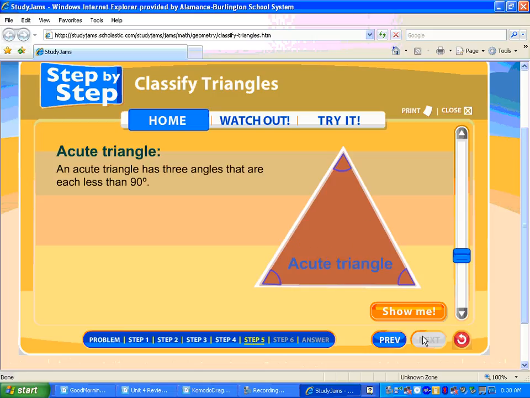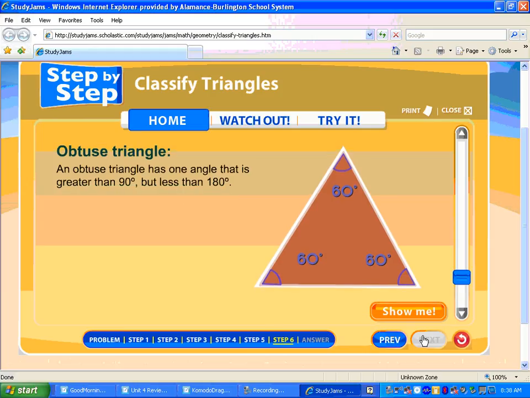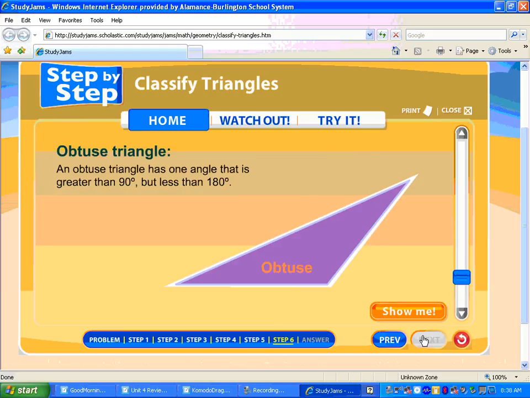Acute triangles can sometimes be equilateral triangles if the angles are all equal and less than 90 degrees. So, for a triangle to be acute equilateral, each angle would have to be 60 degrees. On the other hand, an obtuse triangle has one angle that is greater than 90 degrees. So if you see one supersized angle, you know you're looking at an obtuse triangle.